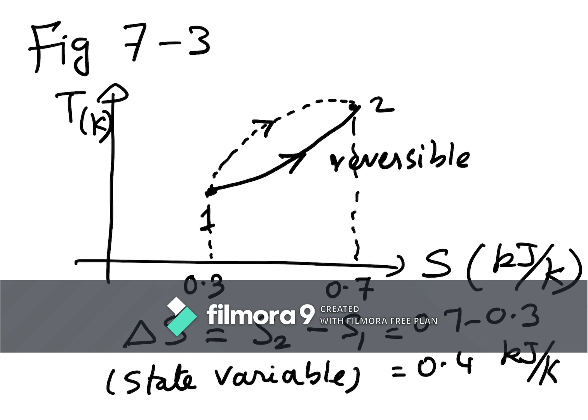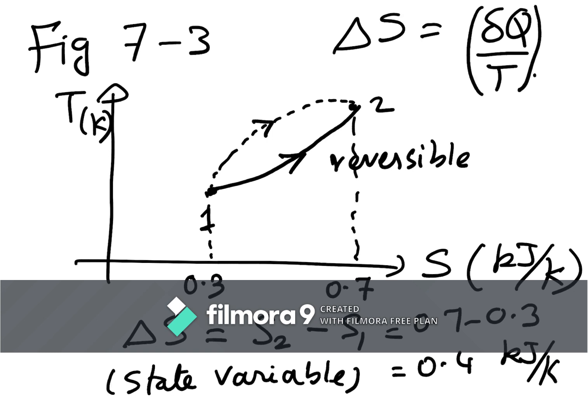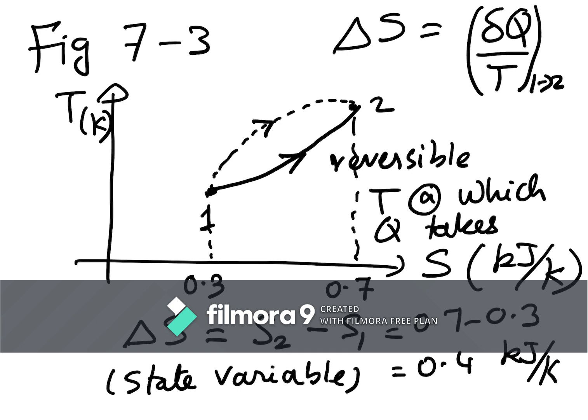This entropy change is equal to the reversible heat transfer between 1 and 2 divided by the temperature. That's the meaning of this statement. And T is not the temperature at 1 or at 2, it's the temperature at which heat transfer takes place. It's not T1 or T2.